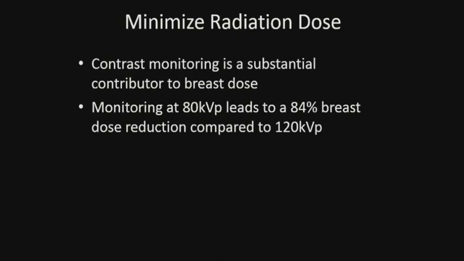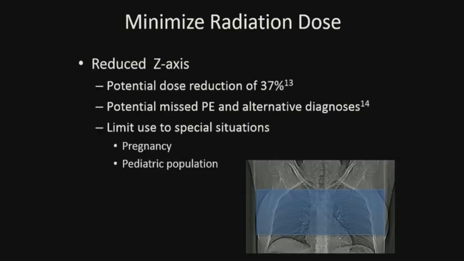Contrast monitoring also contributes to the breast dose because it requires the repetitive imaging of the region of the breasts. Although it does not contribute a large portion to the overall DLP, a study by one of my colleagues, Peter McMahon, recently published in the European Journal of Radiology, concluded that the contrast monitoring portion of a CTPA contributes to 27% of the overall breast dose when performed at 120 kVp. He went on to decrease the kVp for the contrast monitoring portion of the CT and showed that at 80 kVp it contributed to only 7% of the total breast dose.